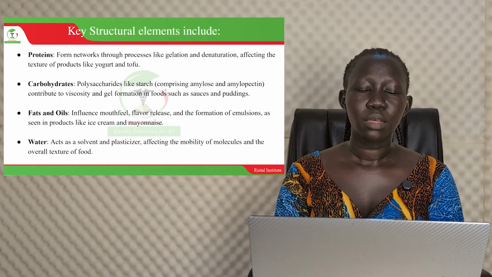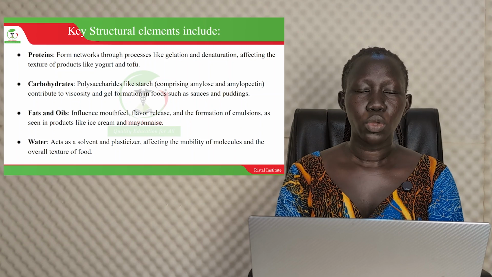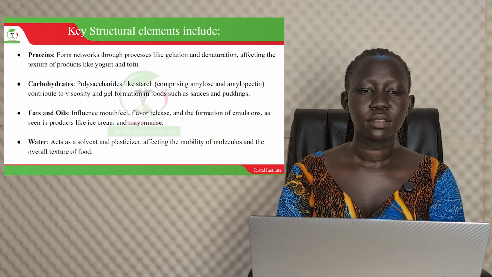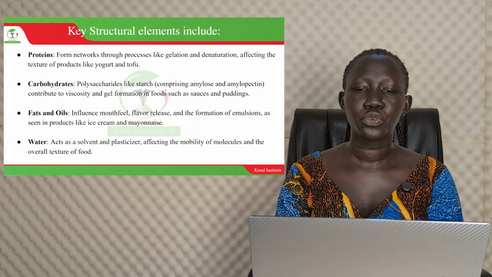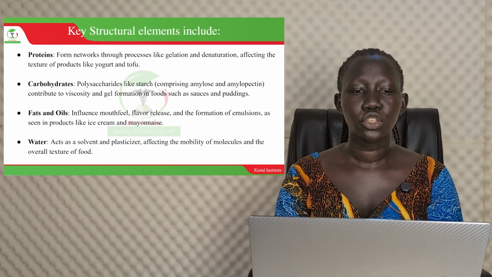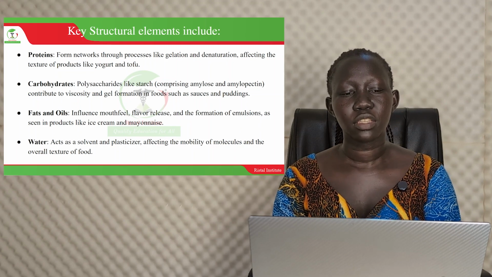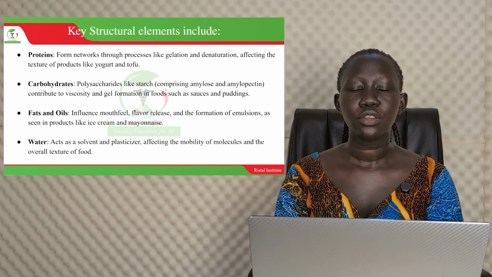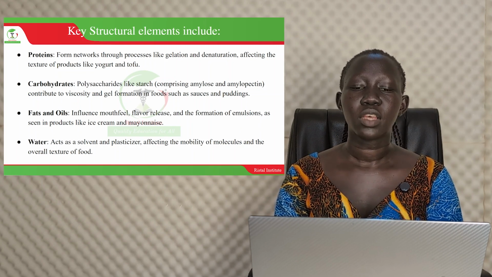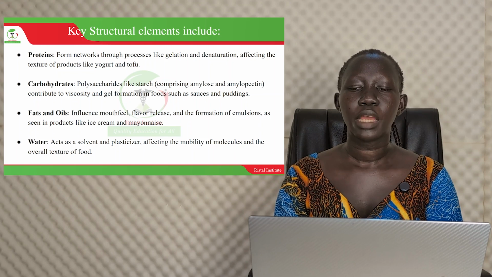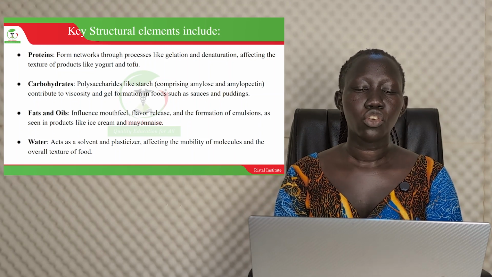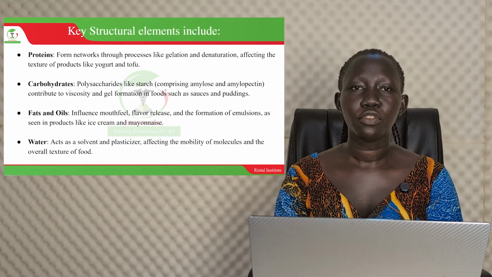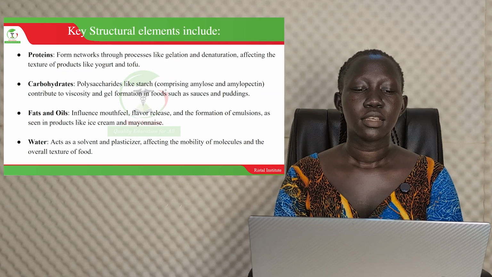So the key structural elements in food, we already said we have the macronutrients, which include the proteins, and proteins form the networks through processes like gelation and denaturation, and these affect the texture of products, for example, yogurt and tofu. Carbohydrates, these are polysaccharides such as starch, comprising amylose and amylopectin that contribute to viscosity and gel formation in foods, for example, sauces and puddings.